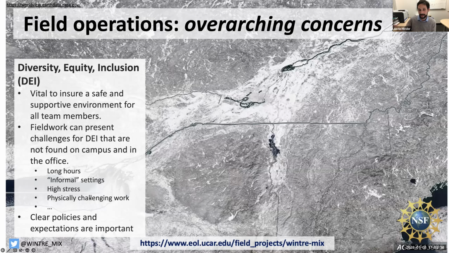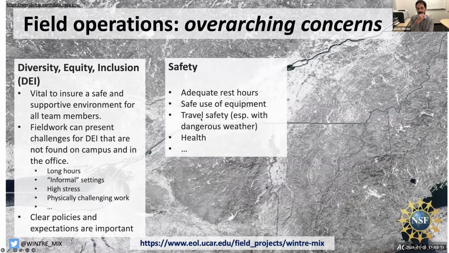Physically challenging work, you might not consider somebody's physical limitations, and you might ask of them things that are unreasonable in a fieldwork situation. So these are all things we need to be cognizant of as we're planning how we're going to do our field work. One important aspect of this is just having very clear policies and expectations for how we're going to work around these challenges in order to achieve the supportive and inclusive environment that we strive to have.